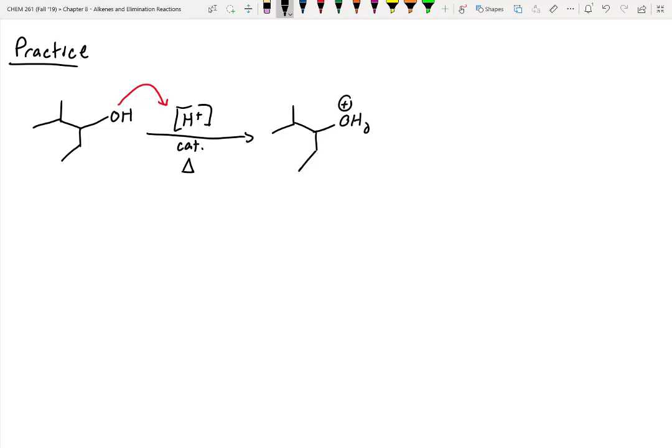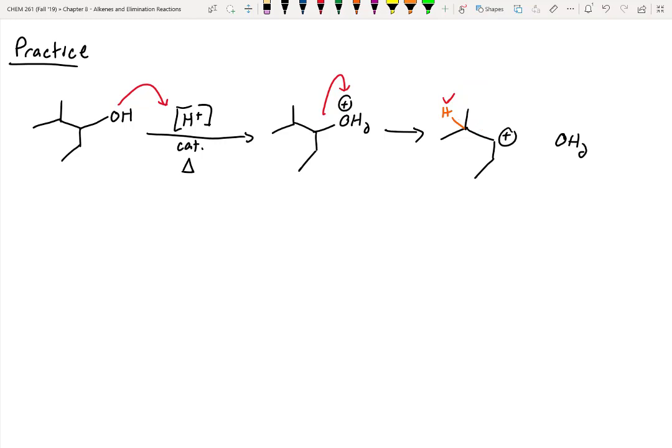Now we've got a better leaving group, so okay, now I'm going to kick it off. Okay, so in this step, I can now kick off my leaving group. And I'm going to say, all right, over here, I've got a beta proton, and I've got water floating around. So is it okay for me to just grab this proton and clamp down? No. Rearrangement? Oh, shoot, I forgot about rearrangement.